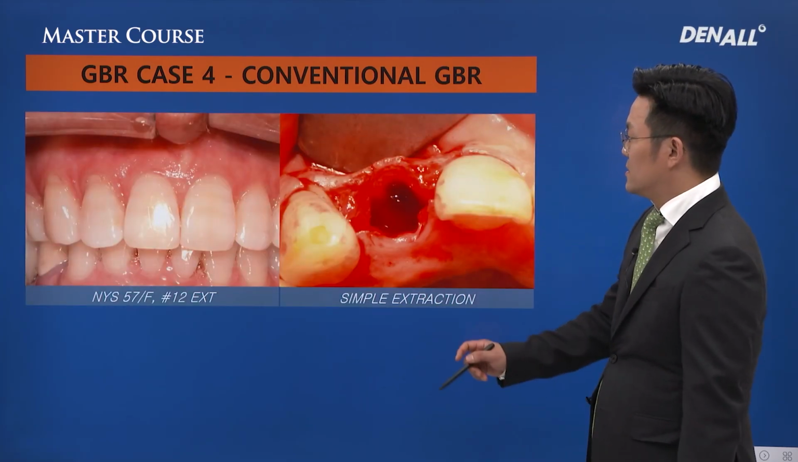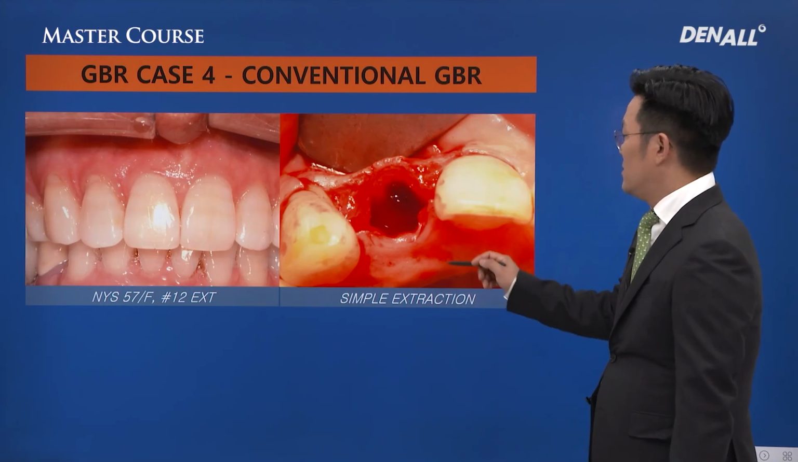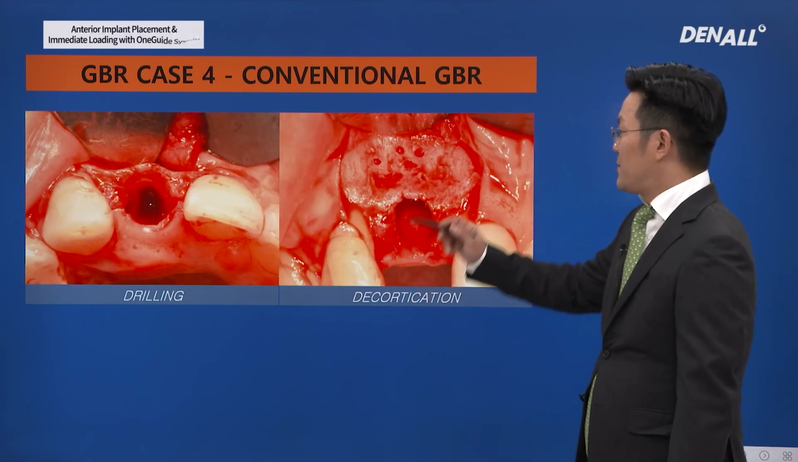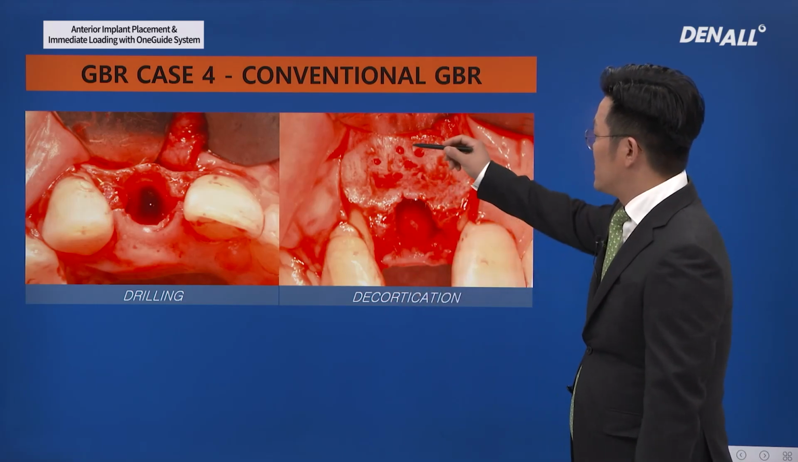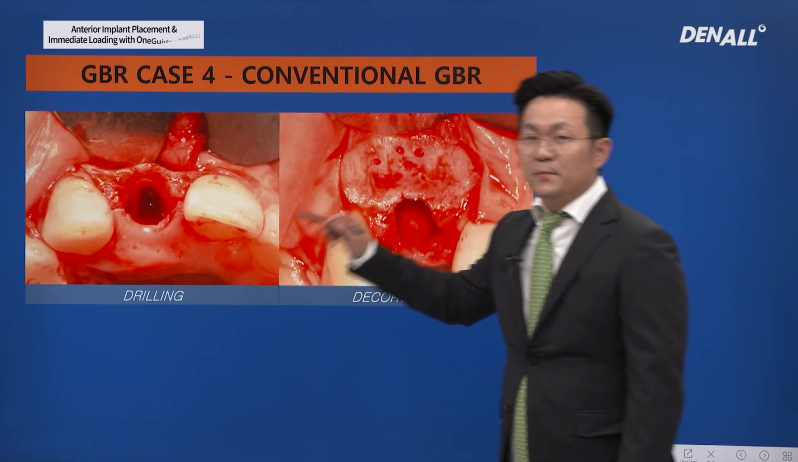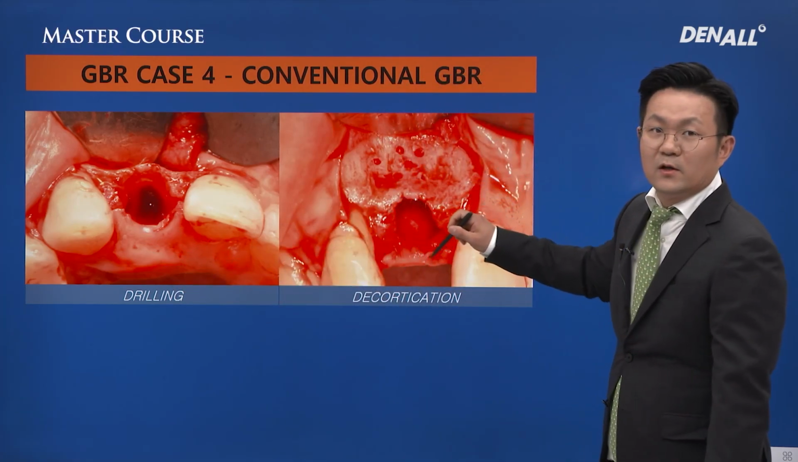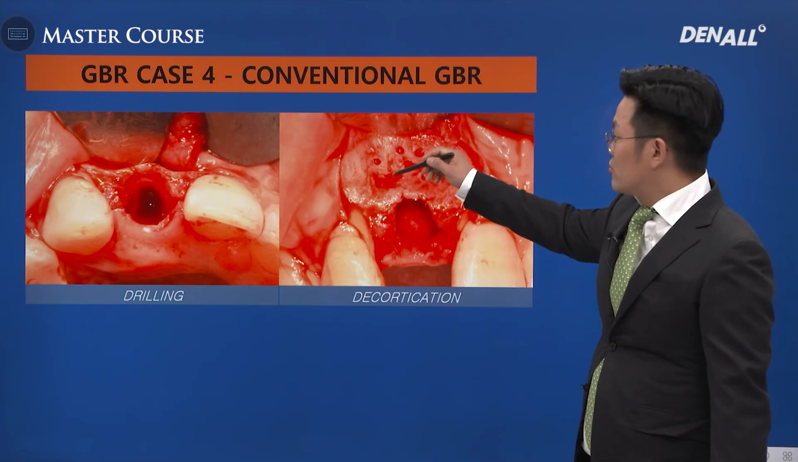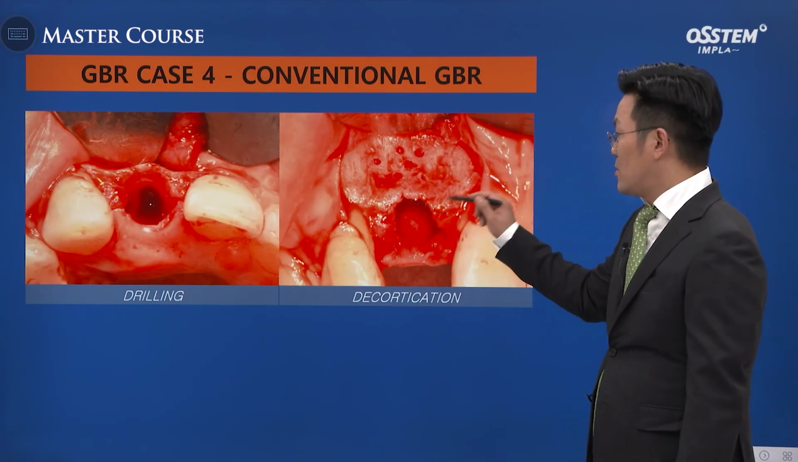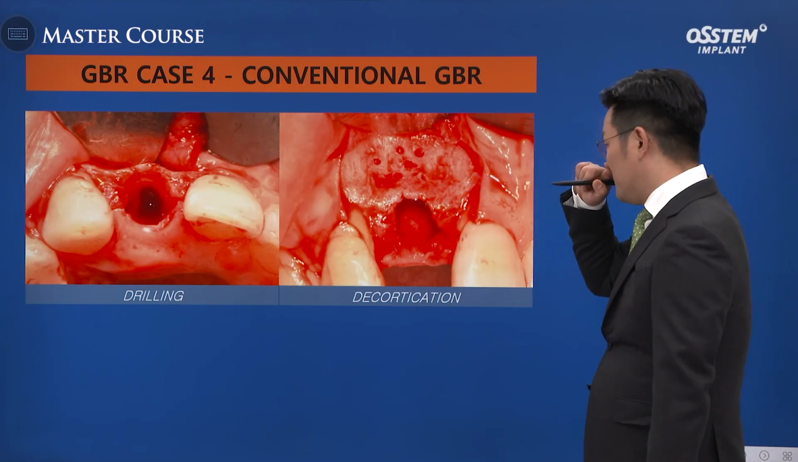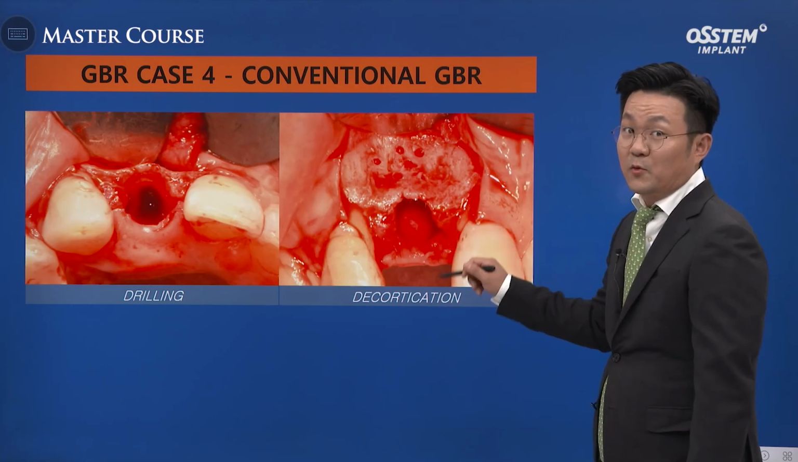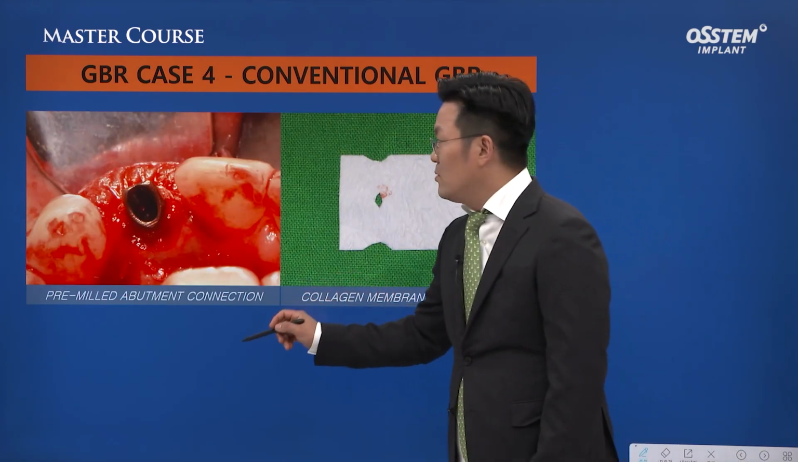Before placement, we did sufficient GBR on the labial side. I did decortication first, before delivering the implant. When you punch the cortical bone with a fixture or implant in place, you would punch a hole there too. So if possible, do decortication just after drilling, before placing the implant. GBR was covered with a membrane, using xenograft, sufficient GBR, and I sutured up.